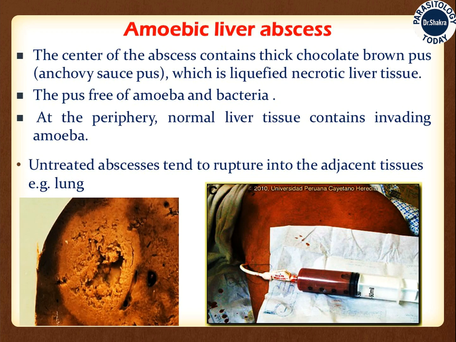Characteristics. The abscess contains thick, chocolate-brown pus often described as anchovy sauce pus, which is liquefied necrotic liver tissue. This pus is typically free of amoebas and bacteria. At the periphery of the abscess, normal liver tissue may contain invading amoeba. Complications. Untreated abscesses can rupture into adjacent tissues such as the peritoneum, pleura, or pericardium, leading to severe complications like peritonitis or pleural effusion.